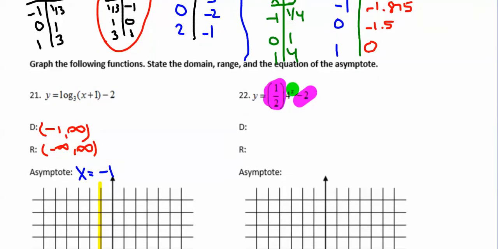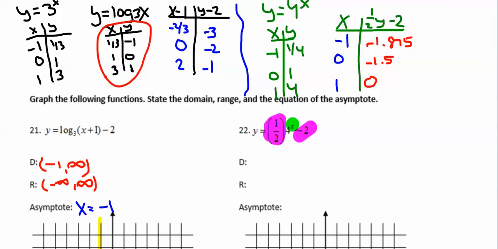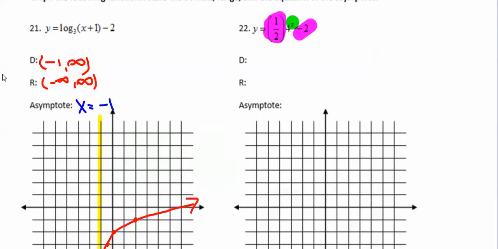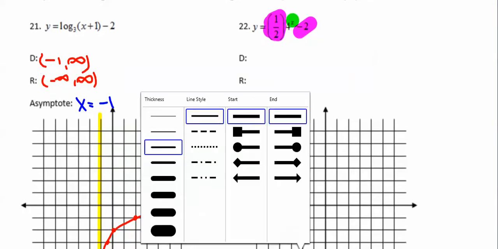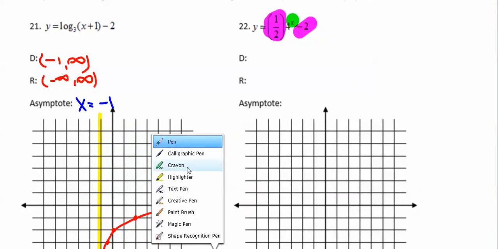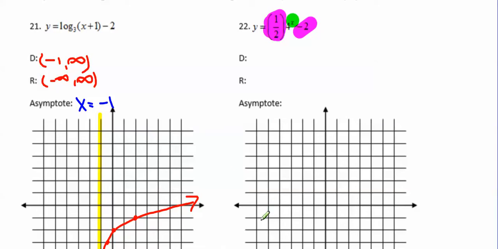Before I graph it, I'm going to determine what my asymptote is. Because exponential functions have horizontal asymptotes, anything on the outside of the function is going to affect it vertically. So that -2 is going to shift my asymptote from 0 down to -2. I'm going to first draw my horizontal asymptote. My horizontal asymptote is at y equals -2. Now I'm going to plot my points.